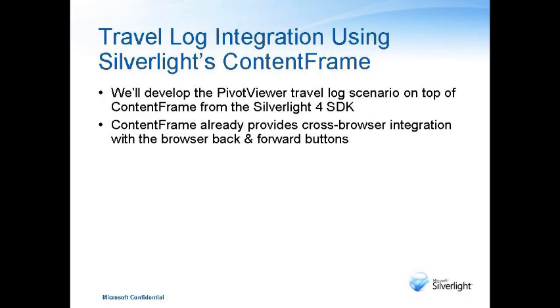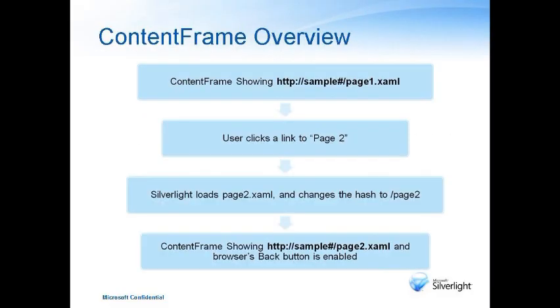Again, you can pull the sample. We're going to use a Silverlight feature called Content Frame, and content frame provides cross-browser integration with the back and forward buttons. Here's how it works. Your content frame might be showing page one. If your application is on HTTP sample, your content frame might be showing page1.xaml. It does this by actually loading page1.xaml as a resource from your application and then rendering that XAML in the content frame.